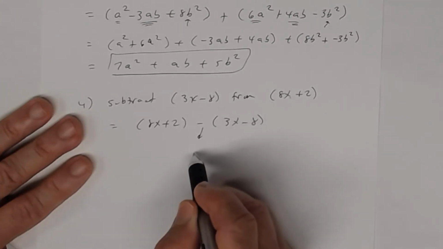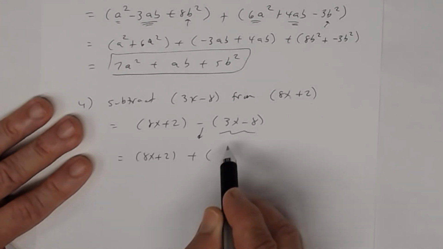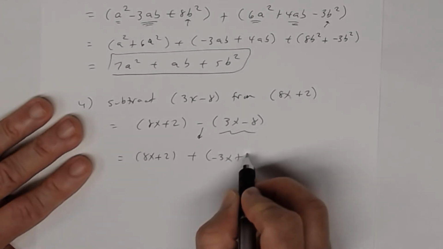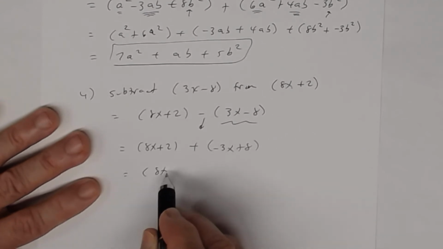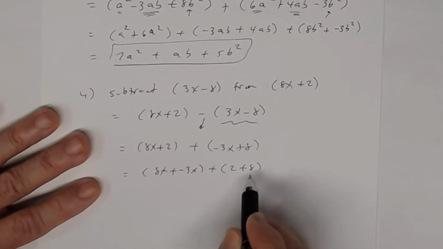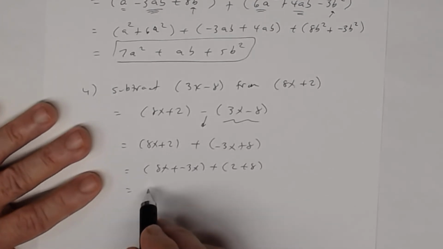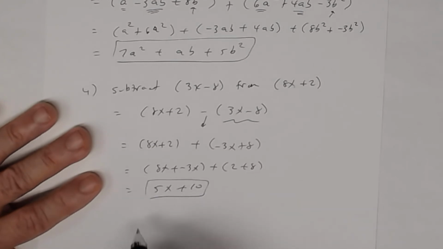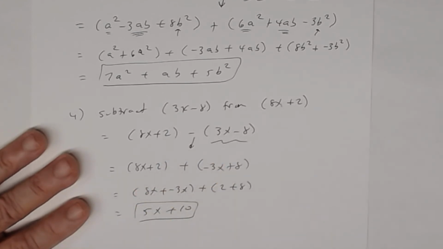So now I'm going to change this to addition. So I'm going to say 8x plus 2 plus the opposite of all these terms. The opposite of 3x is a negative 3x. The opposite of the negative 8 is a positive 8. And now we just combine like terms. So 8x plus a negative 3x, plus, and then my constants, 2 plus 8. 8 and a negative 3 is 5, so that's 5x. And then 2 plus 8 is 10. So there's your answer. All right, so remember that phrase, subtract a polynomial from another, you got to put this first. All right, so that's number 4.